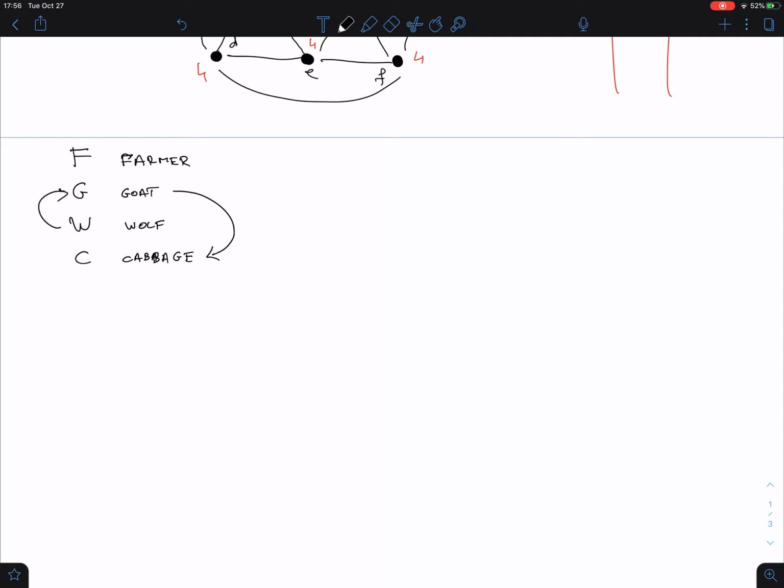Okay, so what's the situation? There's a river here, and all four of them are on this side, and they have to get across to the other side. We have this little boat that they can use, and it has the farmer in there, and one more item, one of these items. It can also go empty, by the way, so don't forget that. At any time he has to avoid that the goat and the wolf are left alone, and that the goat and the cabbage are left alone.